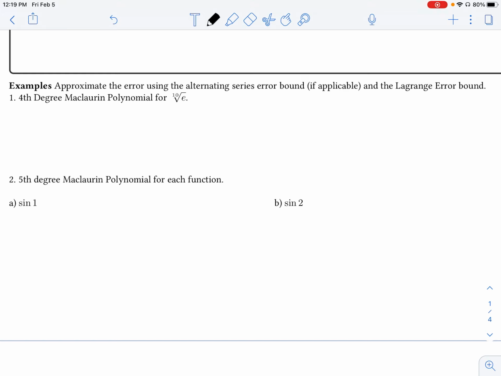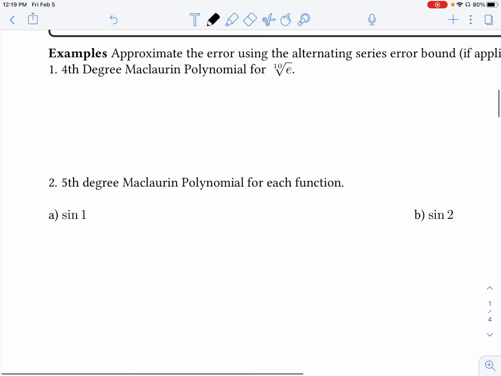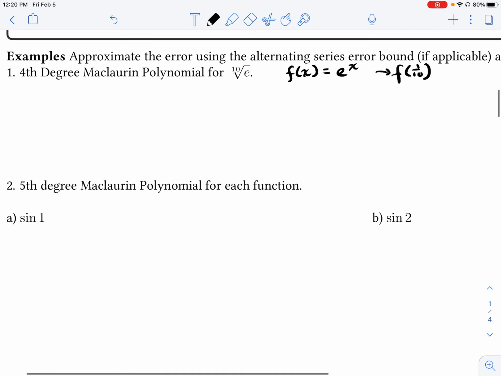It asks us to approximate the error using either the alternating series error bound, if it's applicable, and the Lagrange error bound. So let's start with looking at the fourth degree Maclaurin polynomial to approximate the 10th root of e. So the first thing I'm going to do is approximate what the 10th root of e is. And it's important to make sure we understand what the function is that is being described here. If it's the 10th root of e, we're saying that our function f of x is equal to e to the x. And what we're trying to do is approximate what the function is evaluated at 1 over 10.